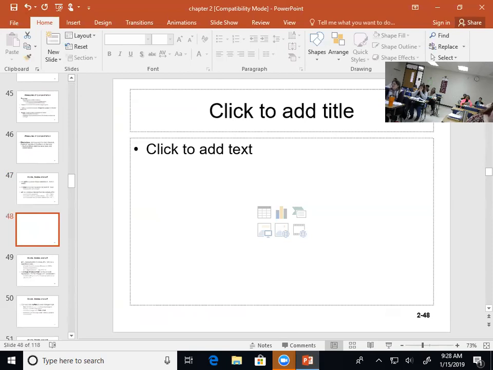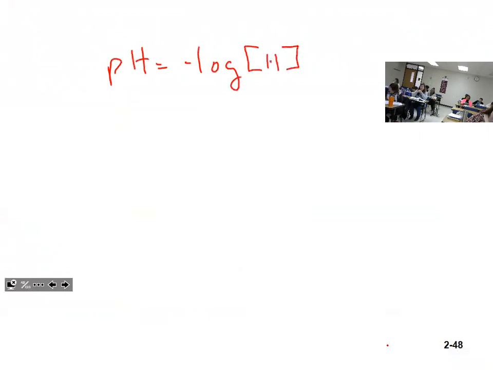Okay, so here's what pH is. pH is equal to the negative logarithm of the concentration of the hydrogen ion. What? What?